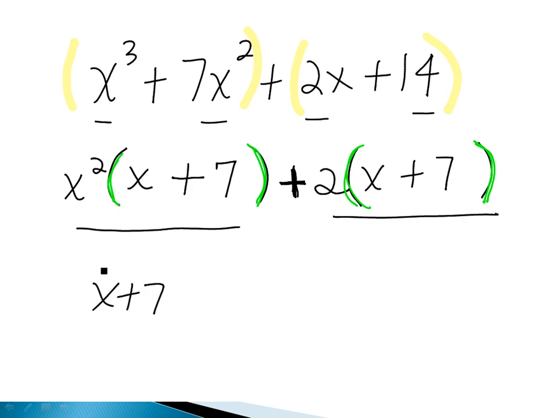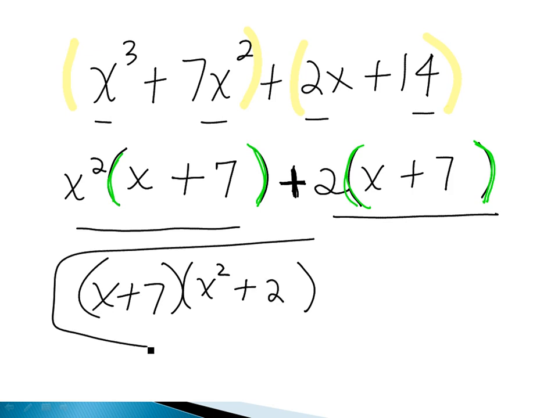So you take that common binomial factor out. If you took out x plus 7 out of x squared times x plus 7, you have x squared. If you took out x plus 7 out of 2 times x plus 7, you have a positive 2. So, this is the answer. Moving on.